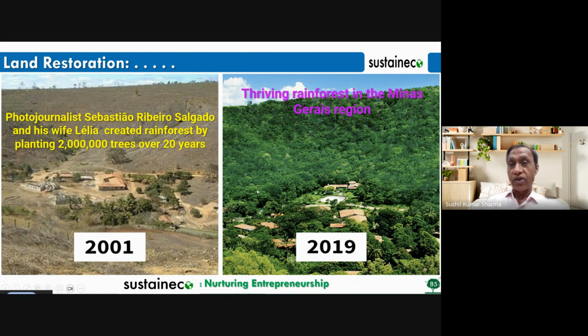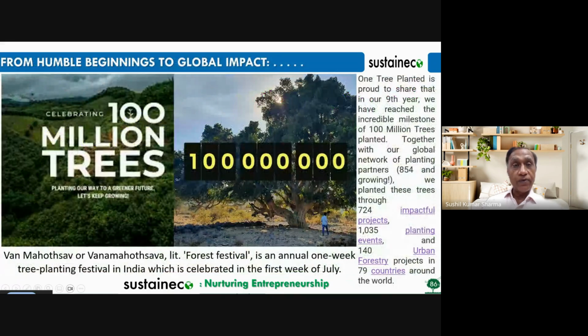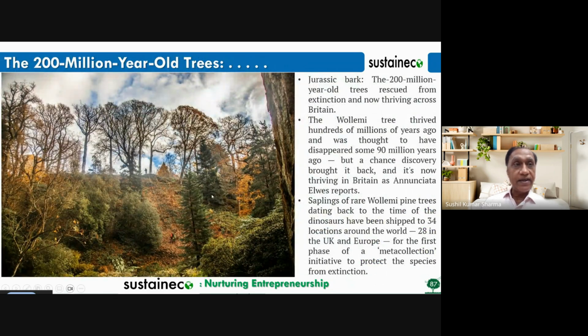And this is a thriving rainforest in the Minas Gerais region. And this is the wonderful couple who did it. So wonderful works are happening. Likewise, celebrating 100 million trees. So 100 million trees are being planted by UNEP through various bodies worldwide. Recently, a tree which is 200 million years old was found, and efforts are being made to, in fact, replenish this tree in various locations worldwide so that it doesn't go extinct.